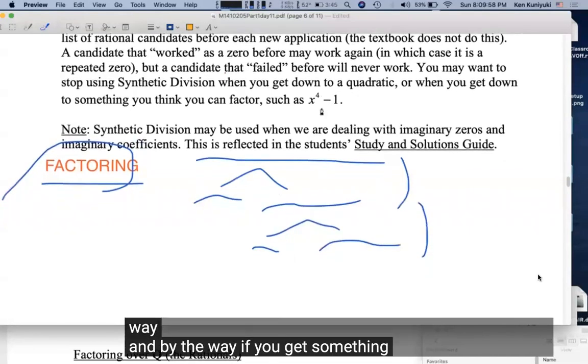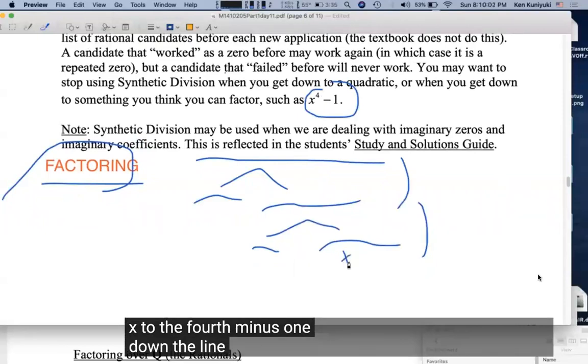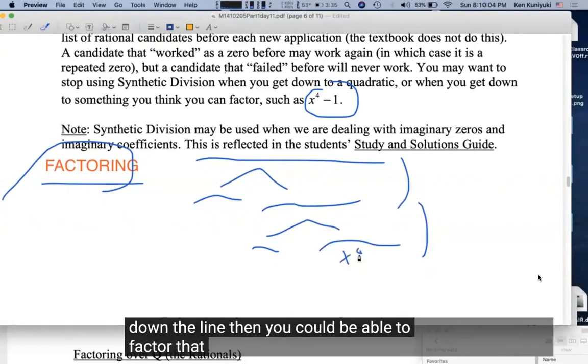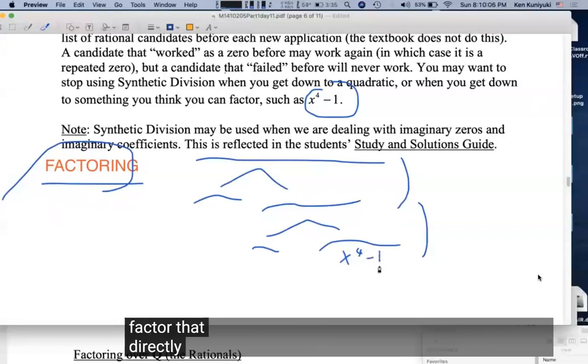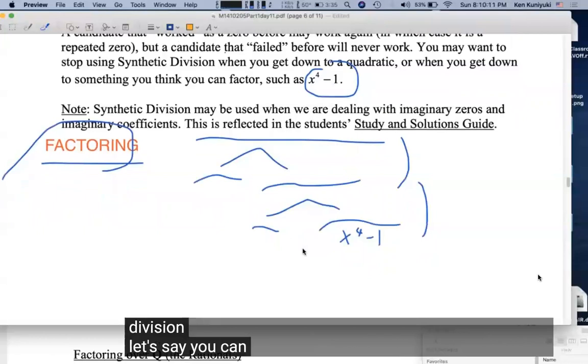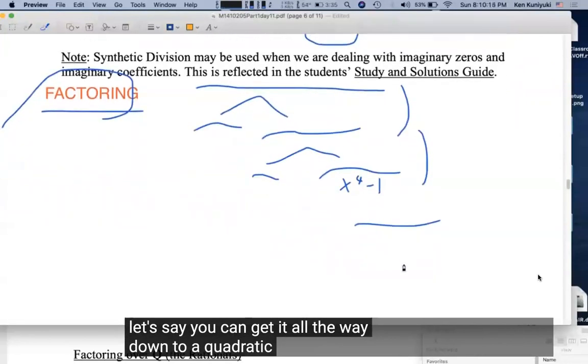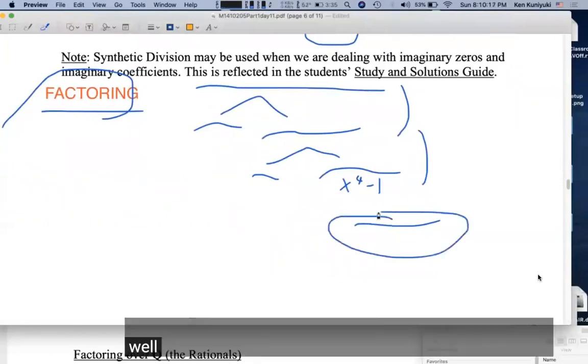And by the way, if you get something like x to the fourth minus 1 down the line, then you could be able to factor that directly and get away from the synthetic division. But let's say you can get it all the way down to a quadratic. Well, are you done? It depends on what set you're factoring it over.